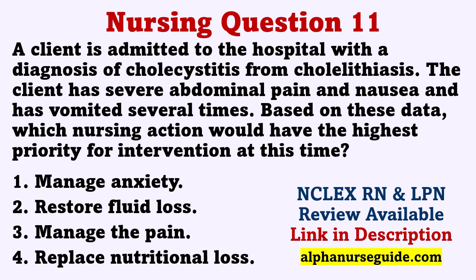The correct answer is 3. Manage the pain. The priority for nursing care at this time is to decrease the client's severe abdominal pain. The pain, which is frequently accompanied by nausea and vomiting, is caused by biliary spasm. Opioid analgesics are given to relieve the severe pain and spasm of cholecystitis.